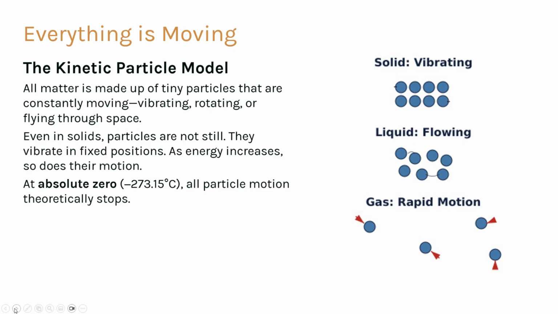Now, how they move depends on the state of matter. In solids, the particles are locked into place, but they still vibrate. In liquids, particles can slide past each other. In gases, particles move freely and very quickly. As energy increases, particle motion increases. There is a theoretical temperature called absolute zero, which is minus 273.15 degrees Celsius. At that temperature, particle motion would completely stop, but in reality, we can never quite reach it. So already, we can say this: temperature is connected to motion.